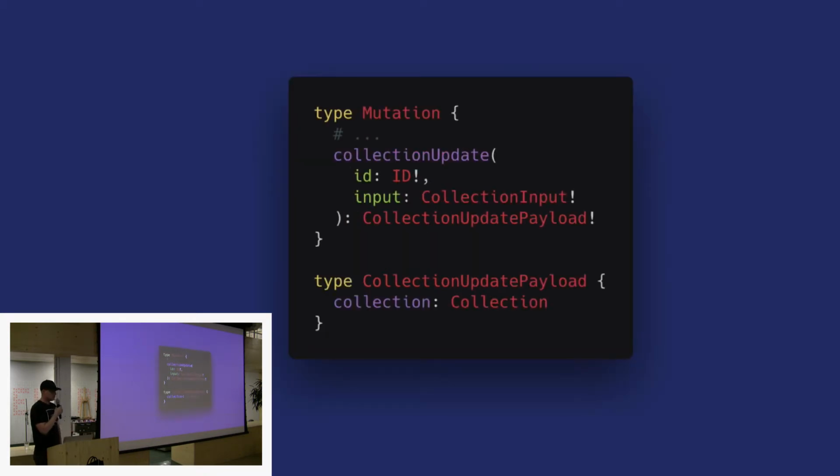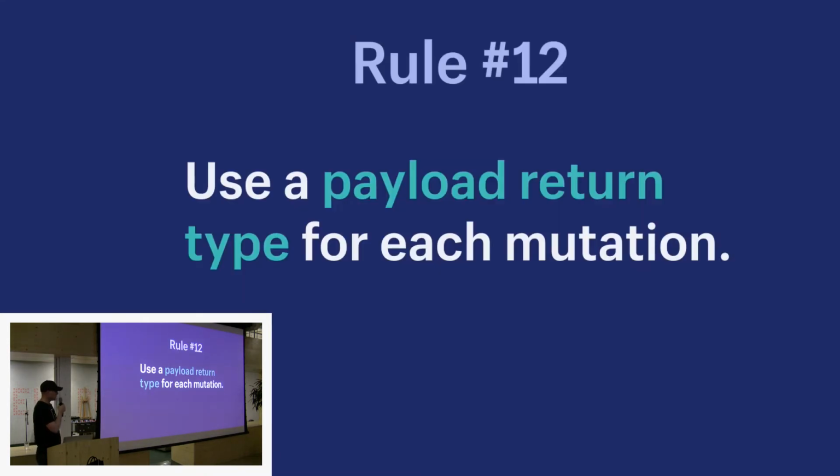The solution to this is to create and use a specific payload type for each mutation. Right now, this is just a wrapper around the collection itself. You can see the collection update payload type has a single field, which is collection. But one benefit is we can also make the mutation return type be non-null now. So rule number 12 is use a payload return type for each mutation.